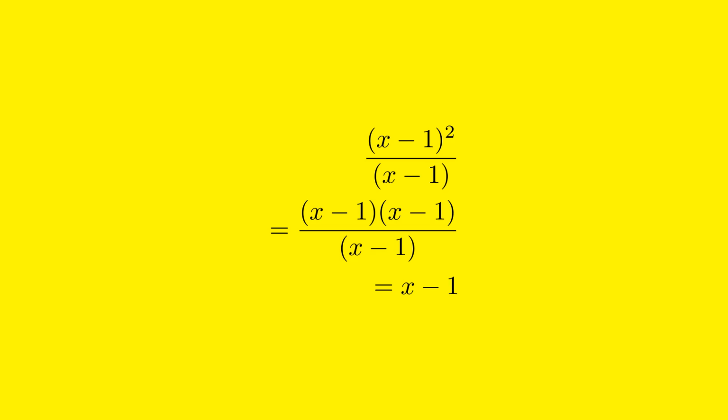Explanation. The reason we can cancel the x minus 1 factor is that any non-zero number divided by itself equals 1. Therefore, when we remove the same factor from both the numerator and the denominator, we are simplifying the fraction to its most reduced form. This concludes the process. And our final simplified expression is x minus 1.